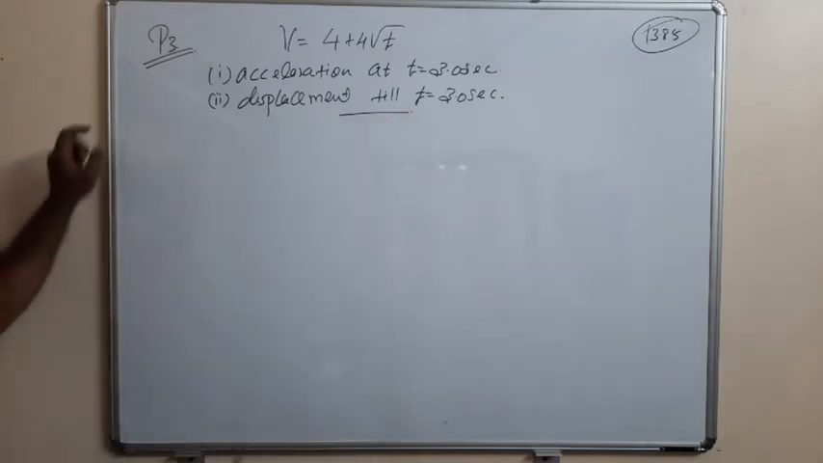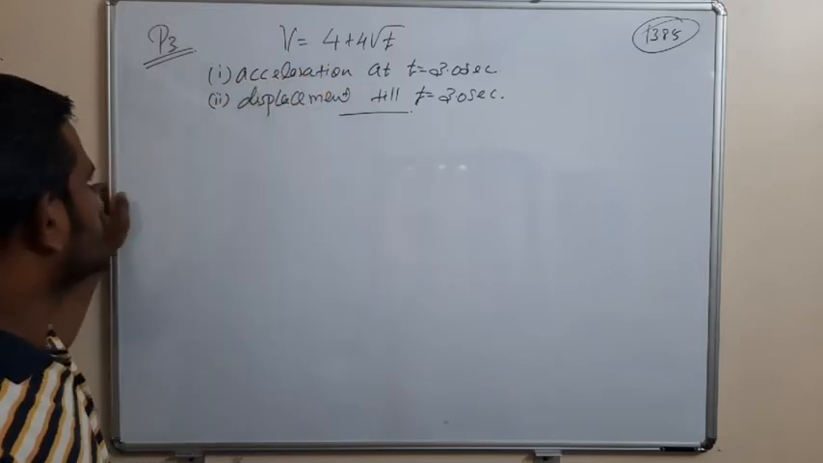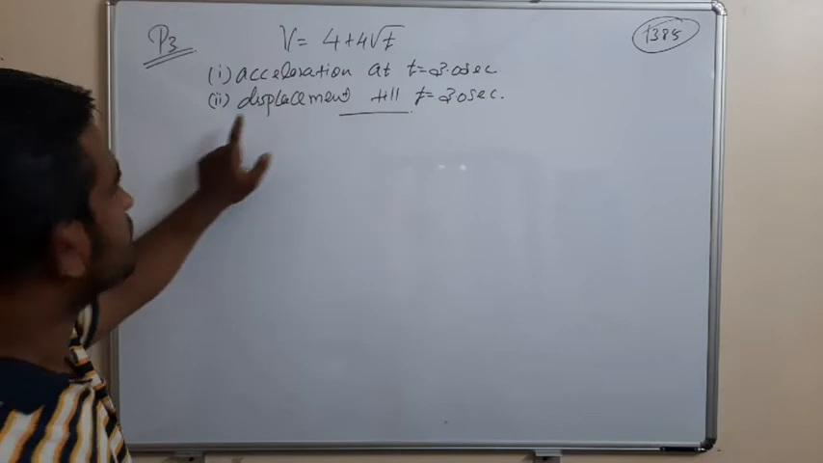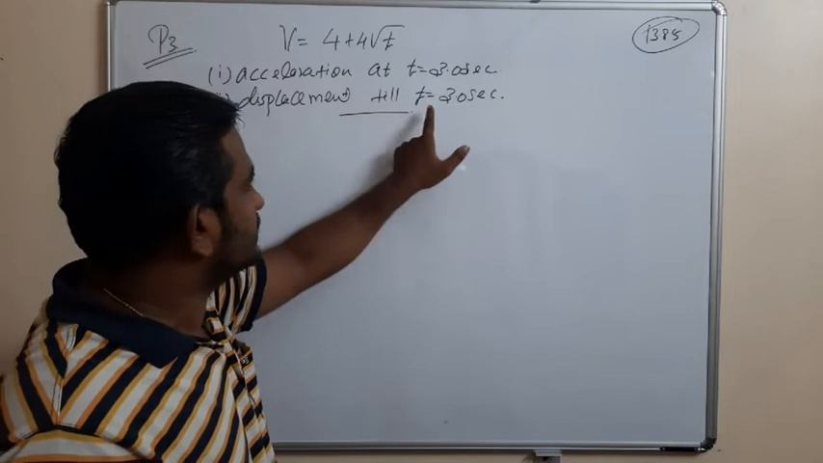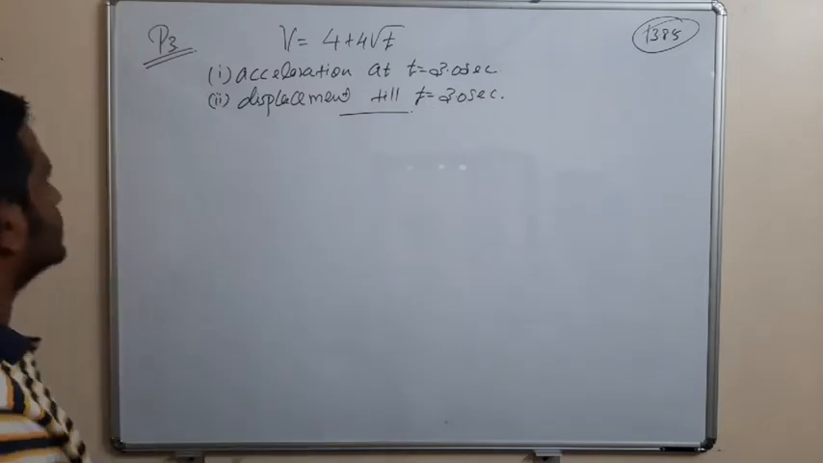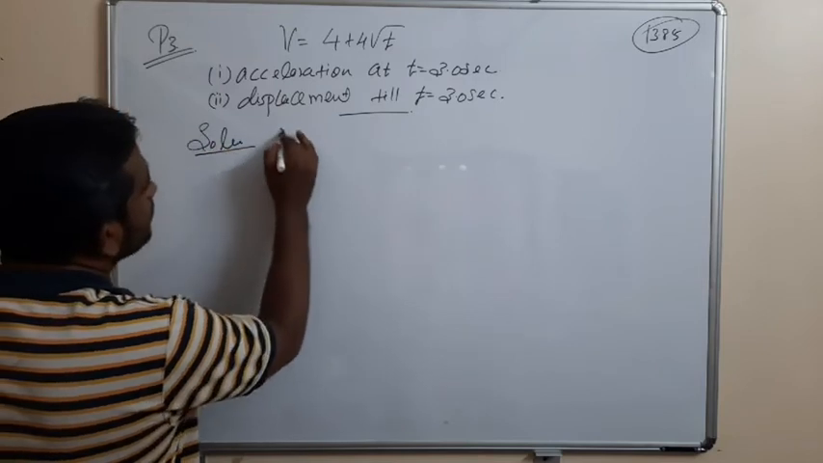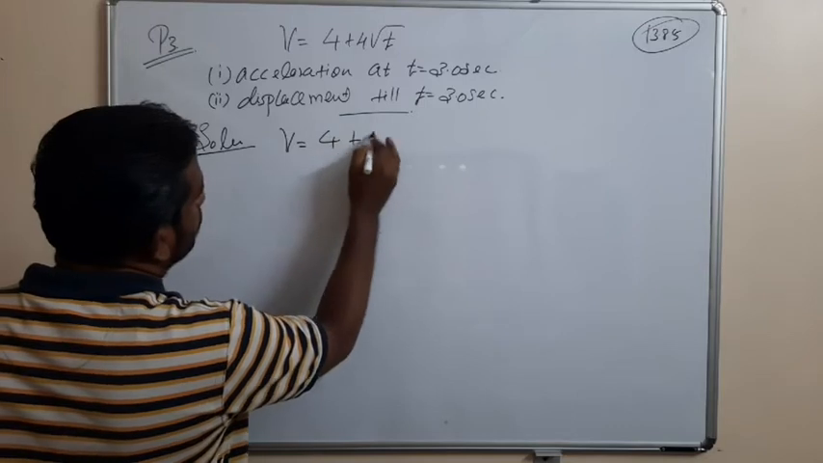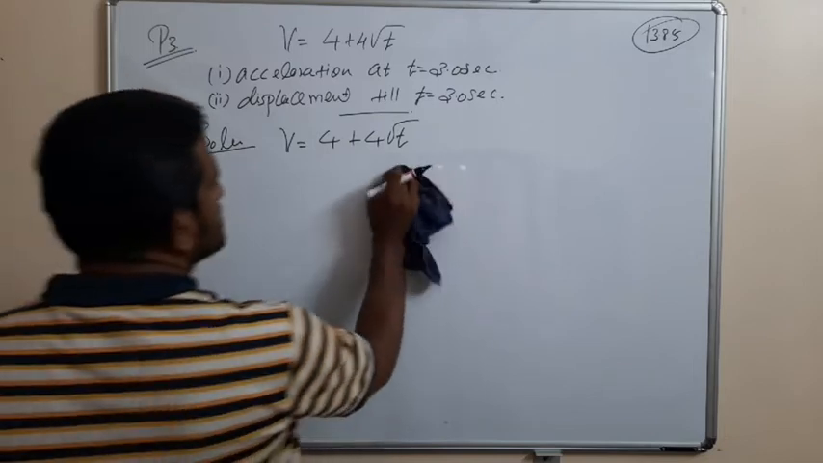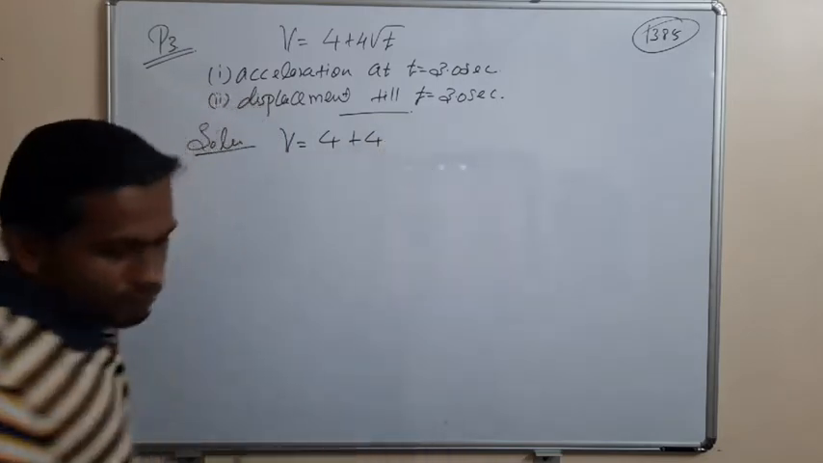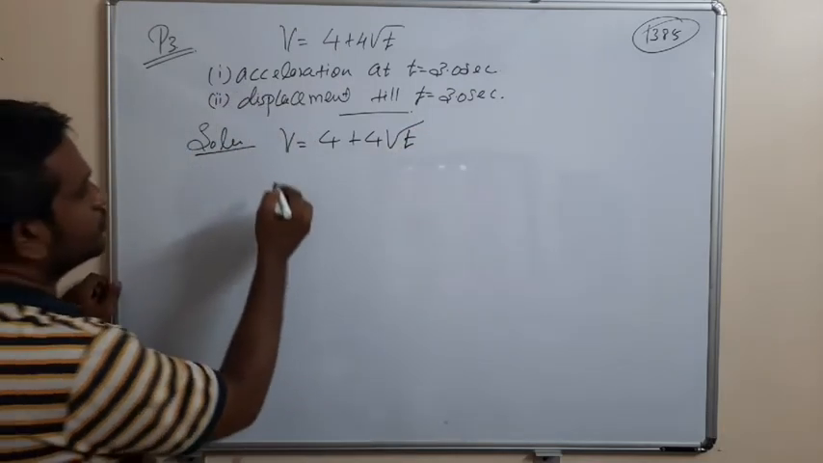So the instantaneous velocity of an object is given by the equation v = 4 + 4√t. We have to find the acceleration at t = 3 seconds, and also the displacement till this instant, that is, till t = 3 seconds. So solution. v = 4 + 4√t.